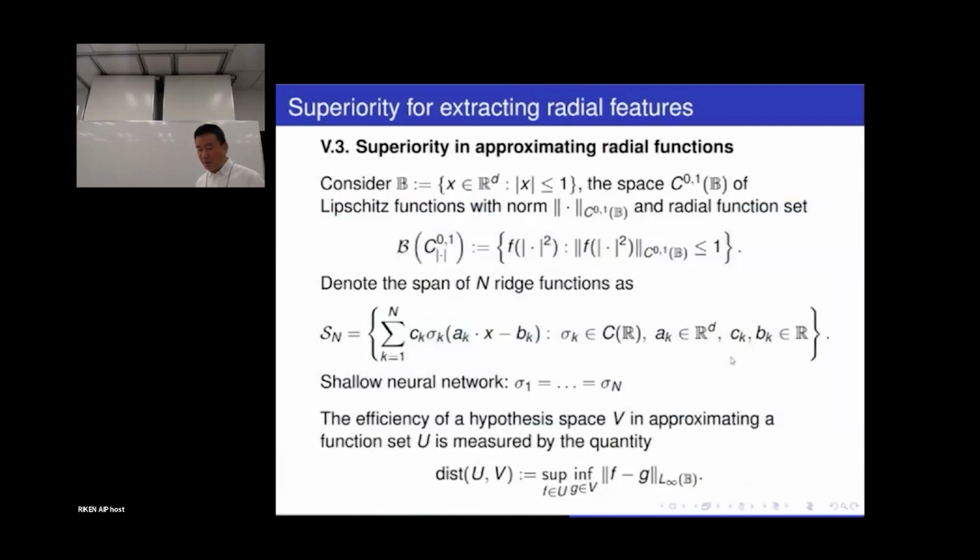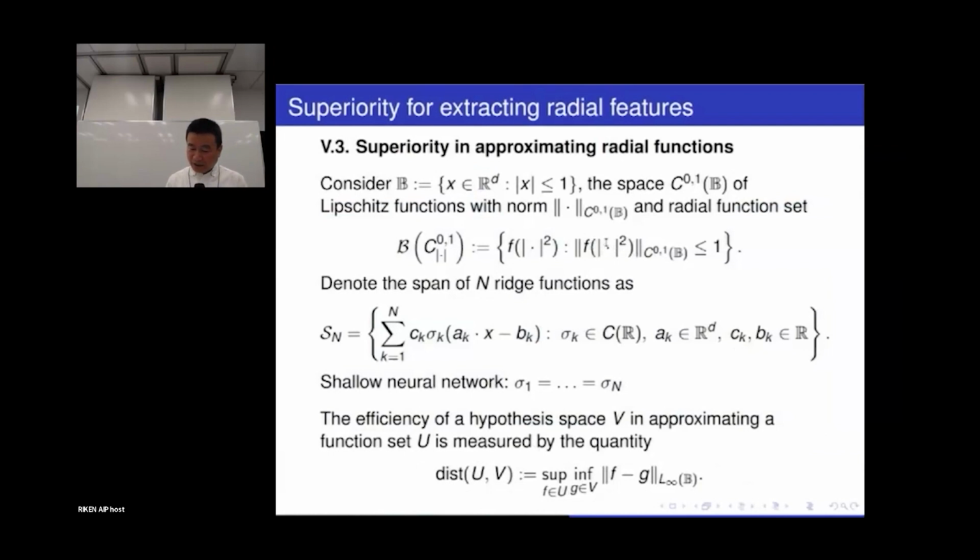The second family we consider is radial functions. The function takes the form f of the norm squared of x. Although it's a function of the variable x in R^d, it's only induced by a univariate function f acting on the norm squared of the input variable x, so it's a radial function.